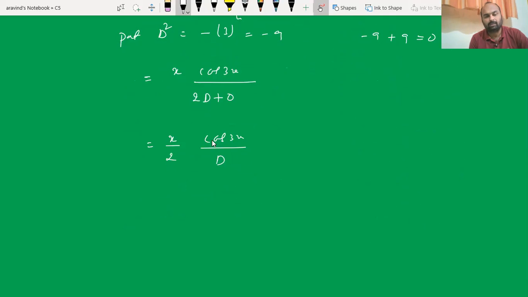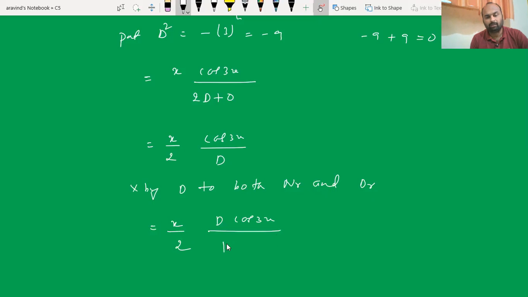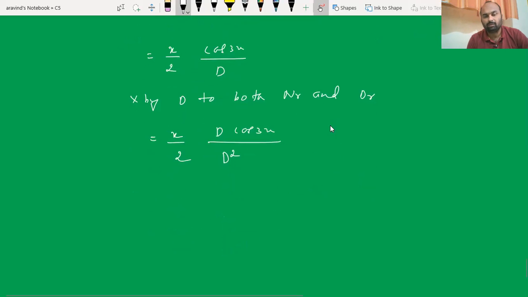So we have only D in the denominator. We want to make this as D square. So what I will do, I will multiply D to both the numerator and denominator. That is x by 2 into D into cos 3x divided by D into D, it becomes D square. So what is the meaning of D? D means it is d by dx. So you should differentiate cos 3x, and in the denominator, put D square is equal to minus 9.